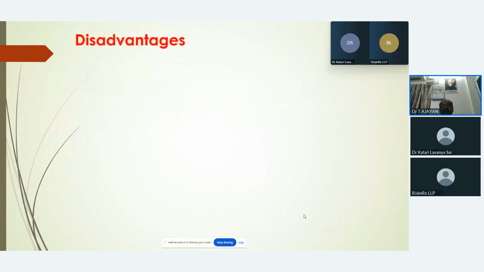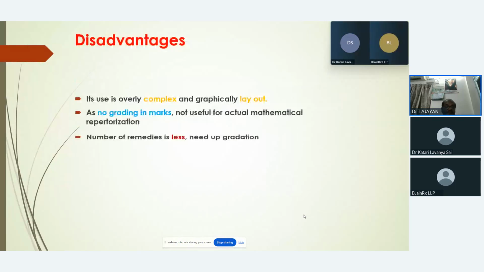Like other repertories, this repertory also has many disadvantages. It uses an overly complex graphical layout, so we face difficulties while reading. Then, as there is no grading in the marks, it is not useful for arithmetic calculation. This is another disadvantage, but I say it is an advantage, because if we calculate arithmetically, the remedy with the highest number is considered the remedy, which is exactly wrong. Therefore here we are not able to calculate arithmetically. The third one is that the number of remedies is less, only 408 medicines, and it needs upgradation.